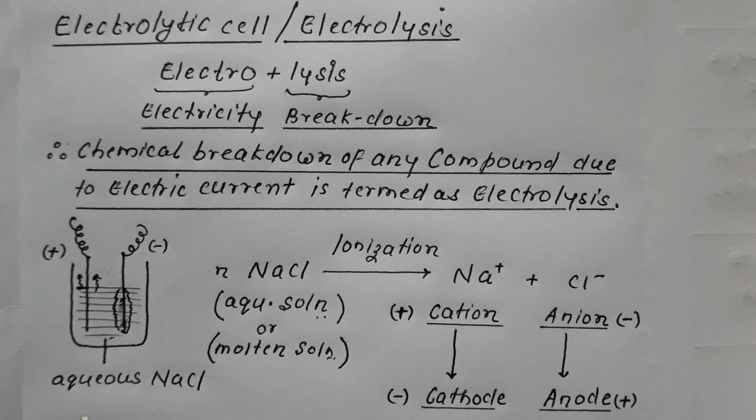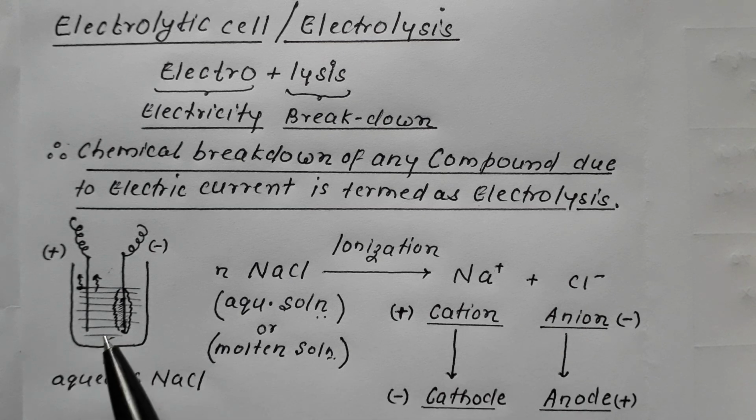Suppose I have taken an aqueous solution of NaCl or molten NaCl in an electrolytic tank. Since this is an ionic compound, it will undergo ionization to produce n number of sodium ions and n number of chloride ions: the positive charge ion, that is cation, and the negative charge ion, that is anion.